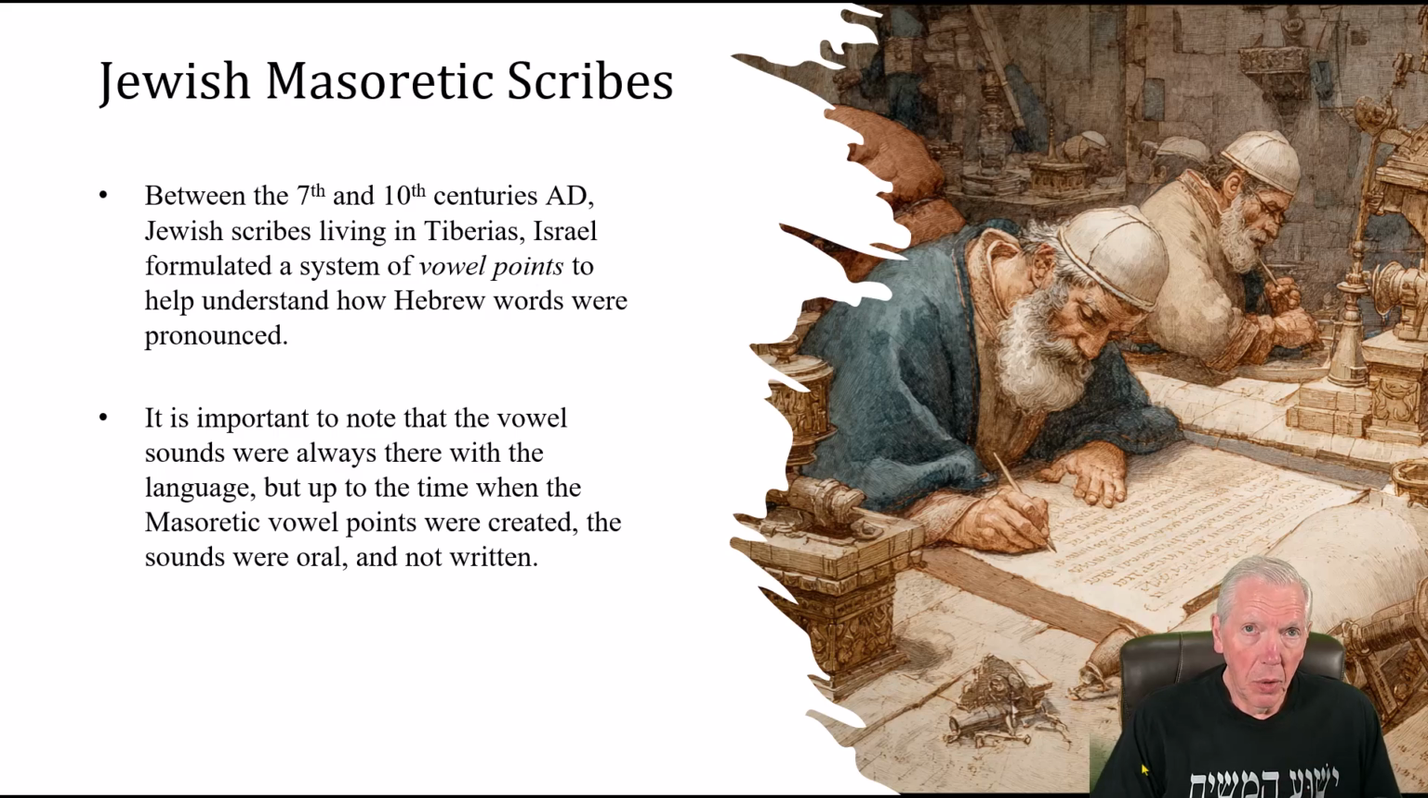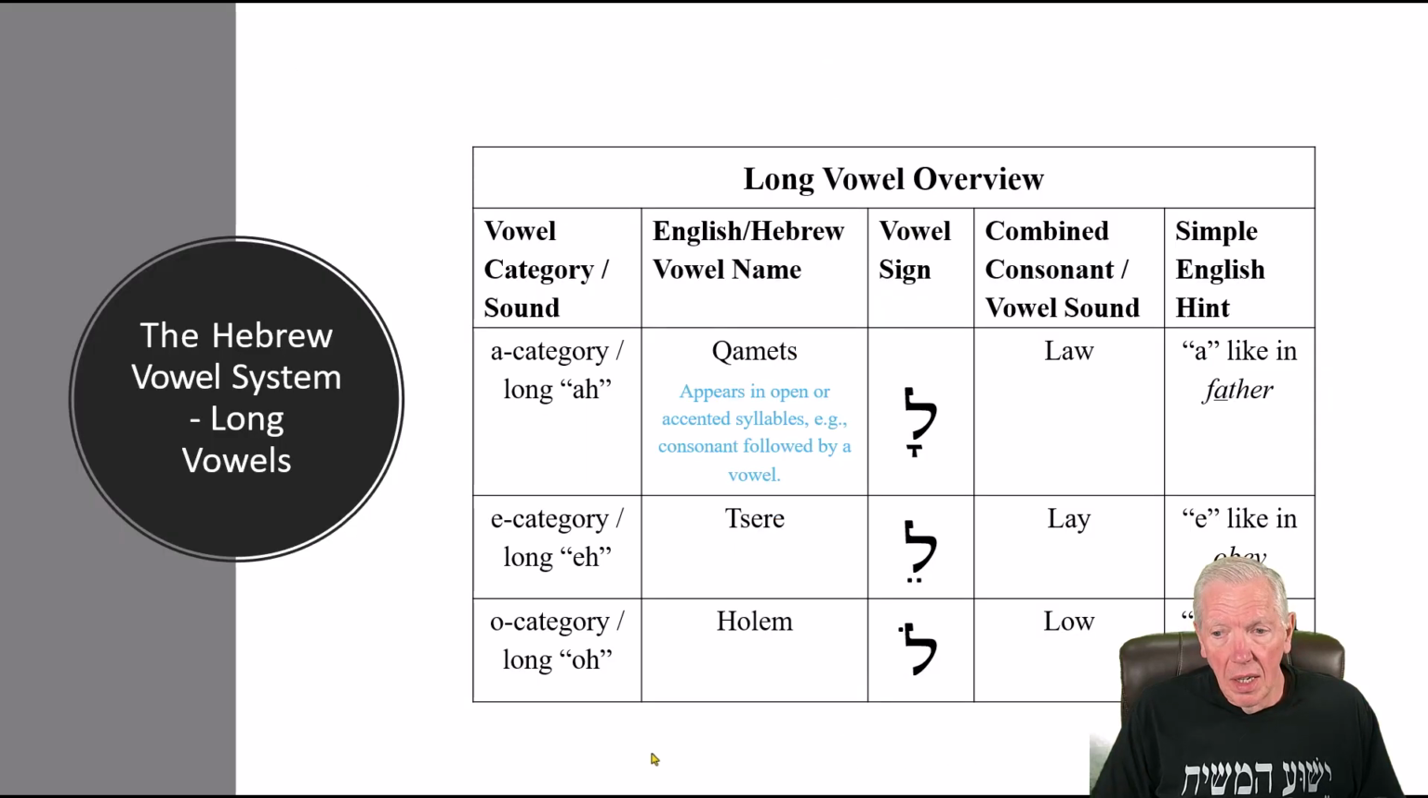It's also important to note that the vowel sounds were always there. It's just that these Masoretes were figuring out a way to cleverly put vowel sounds inside the consonants so that you knew how to pronounce the words. But the vowel sounds were always there. Okay, so we've done a little bit of this. Let's get started and look at this a little more.